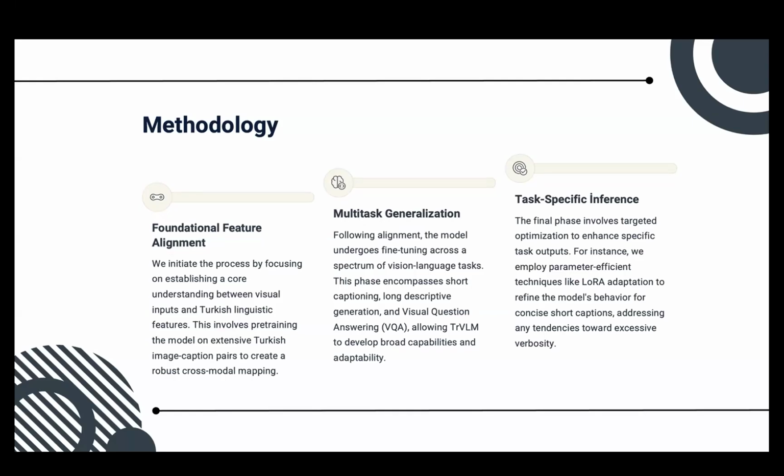Following alignment, the model undergoes fine-tuning across a spectrum of visual language tasks. This phase encompasses short captioning, long description generation, and visual question answering. This broad training allows TR-VLM to develop versatile capabilities and adaptability across different use cases. The final phase, task-specific inference optimization. Here we employ parameter-efficient techniques like LoRA adaptation to refine the model's behavior. For instance, we specifically address the tendency toward excessive verbosity in short captions, ensuring the model can produce concise outputs when needed.